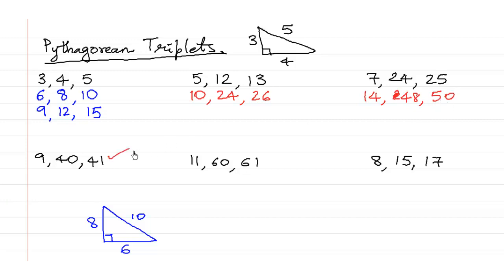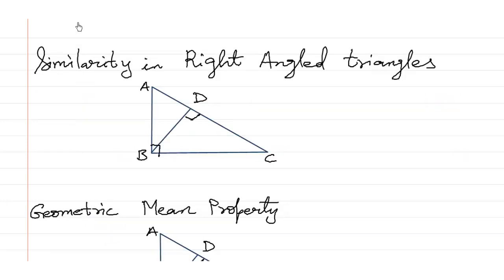Just learn the first lines of these triplets. They are sufficient, and they will be there in many, many problems. Then, this exercise 1.5 also deals with similarity in right angle triangles.